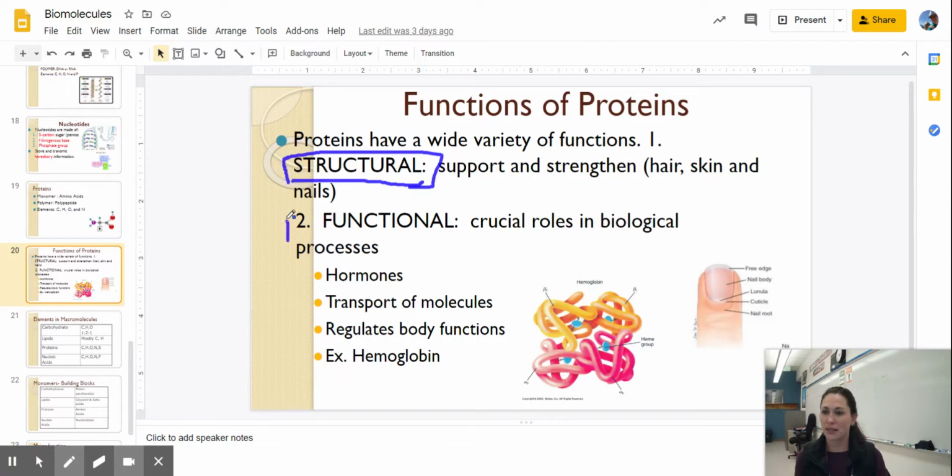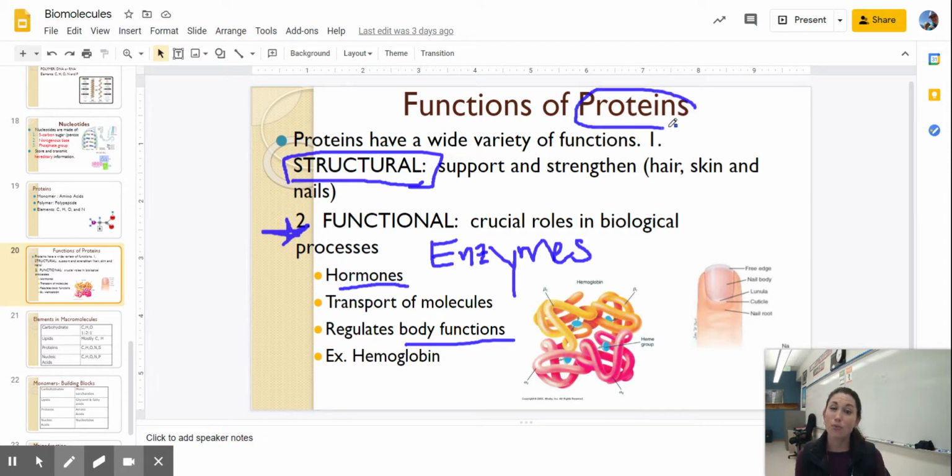But the other function of proteins that we've already spent some time on is these functional processes. And the one that I want you to write down here is that proteins are also enzymes. Remember that enzymes are molecules that speed up chemical reactions by lowering the energy it takes to start them. So this is really important. They help transport molecules. They regulate every single body function that you have. They're involved in hormone transmission. But these proteins are probably the most important macromolecule when it comes to your body functioning the way that it should.